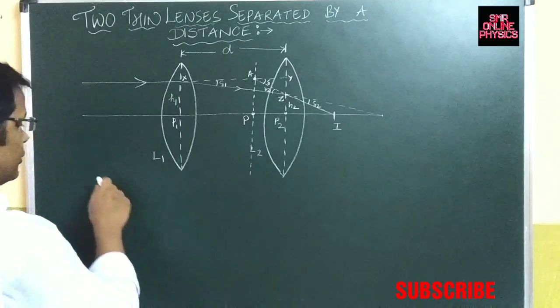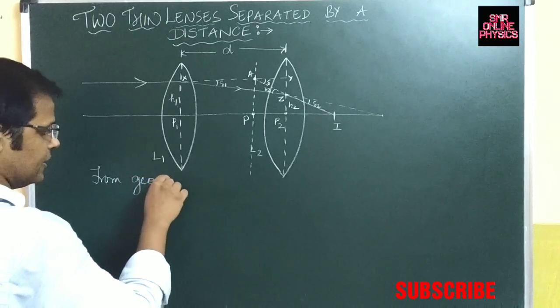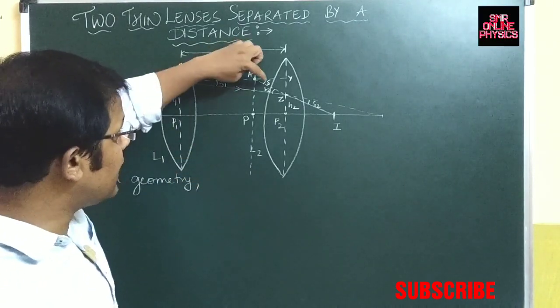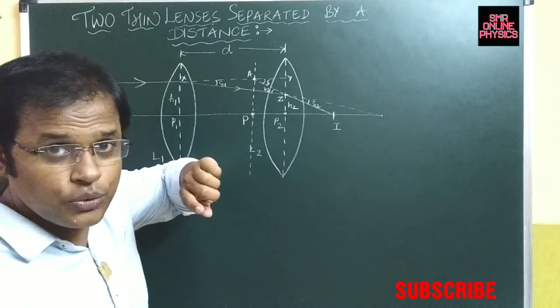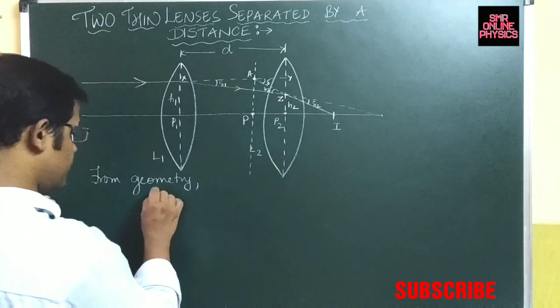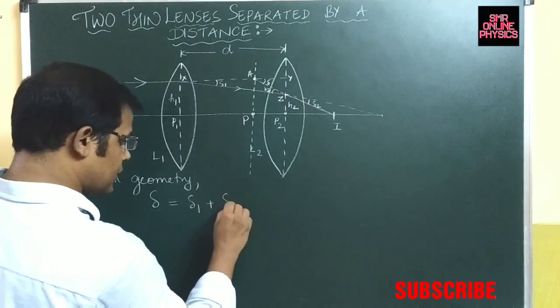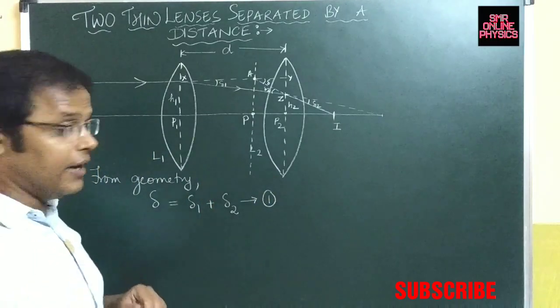So from geometry of the diagram, I write it very clear. I want you to be very, very crystal clear. This delta should be equal to the summation of delta 1 plus delta 2. Agreed? Is that all good? Right. So it has to be delta equals delta 1 plus delta 2. Let us call it equation number 1.